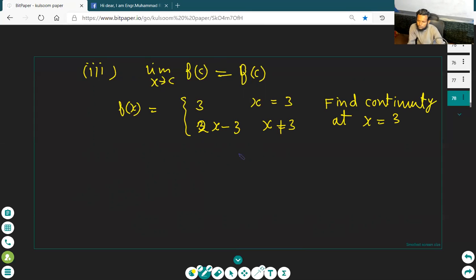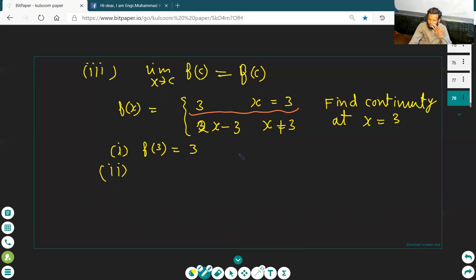Check the continuity at 3. Use the 3 conditions. If the 3 conditions are satisfied, then our function is continuous. The first condition is the functional value. Write it: f of 3 is equal to, what is the answer of f of 3? It is 3. Okay, now find the limit.